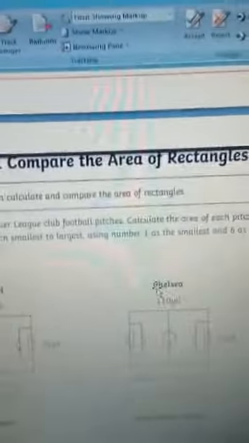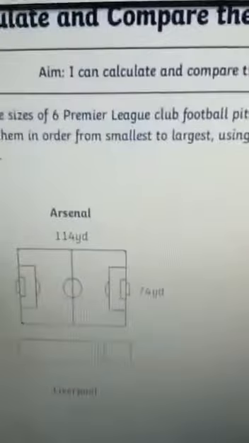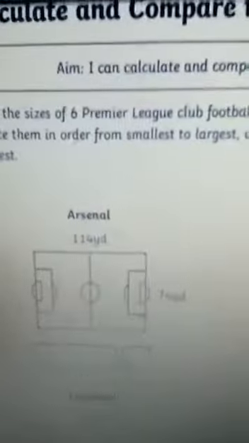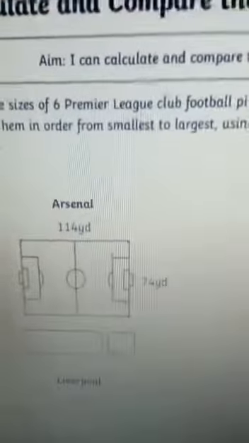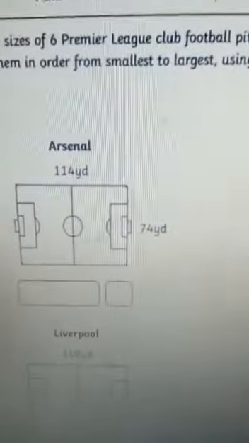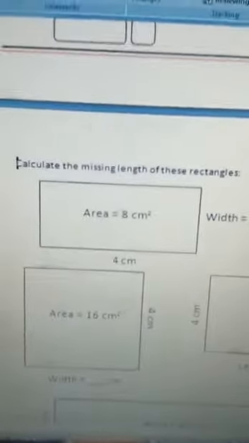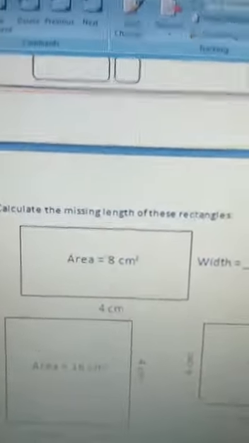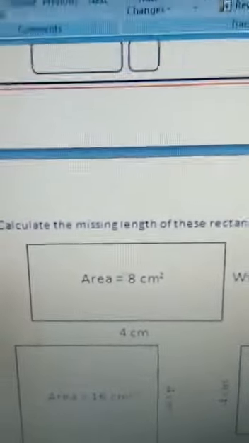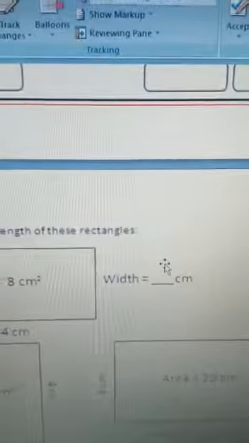Okay. And then you've got some football pitches, and these are in yards, which is an old imperial measurement. So it's finding the area of these football pitches at these stadiums: Arsenal, Chelsea, Man United, Liverpool, Manchester City and Tottenham Hotspur. And then calculate the missing length of these rectangles. 8 square centimeters. One of its side is 4. What would be the other side? Remember, do the division. 8 divided by 4 gives you the width. And then you've got the answers.